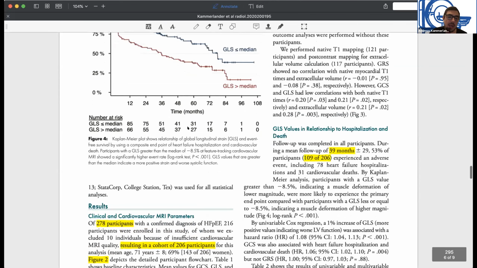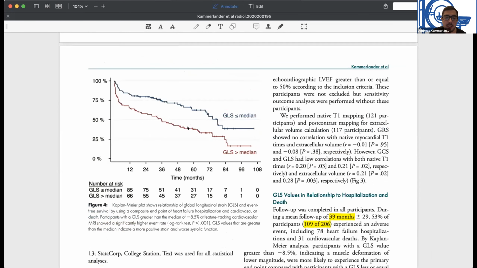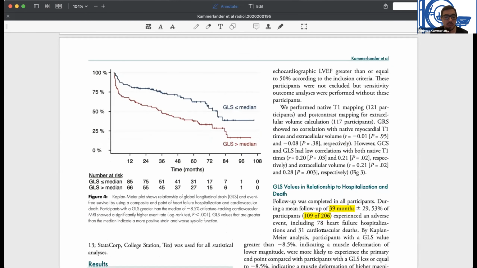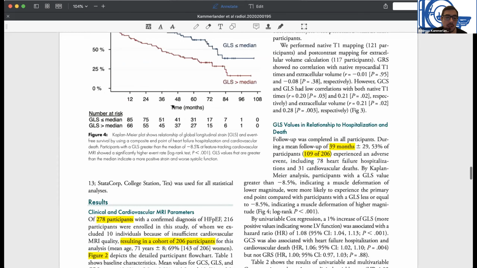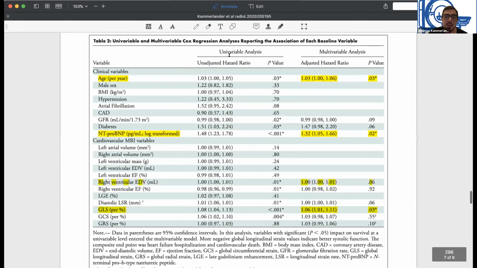It's interesting, more than 50% of individuals had an event. I think 109 of 206 patients had an event with 30 deaths. So this is a very sick cohort. And what we can see is, dividing by the global longitudinal strain median, you have a significant separation in the Kaplan-Meier estimates, with a log rank p smaller than 0.001. And in the Cox regression analysis, this is the first set I explained earlier, on the left side, you have the univariate analysis.